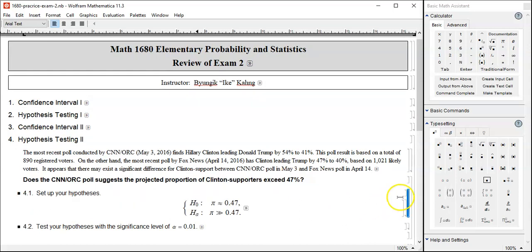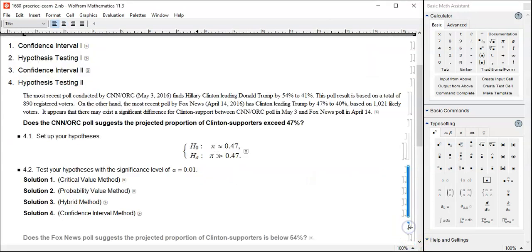And we can set up hypotheses like this. The real proportion is 47%, but somehow we ended up getting 54% by sheer luck. Or the alternative hypothesis is, no, really the proportion is greater than 47%, significantly greater than 47%. Based upon this, let's do some hypothesis testing. In this case, the level of significance is 1%, 0.01, and let's begin.